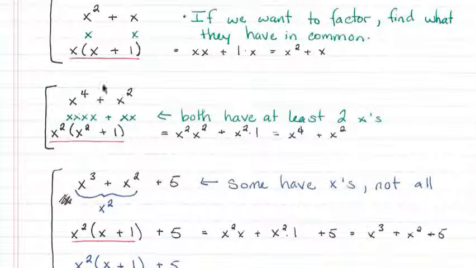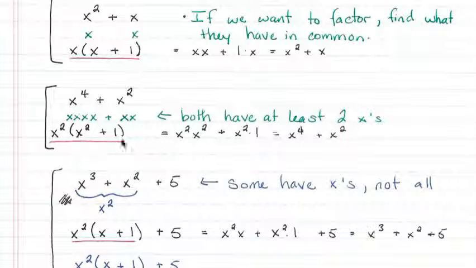Alright, let's look at this next one. See, this one, they both have at least 2 x's. This one has 4, this one has 2. We can't pull out any more than the minimum, or else we will mess our whole thing up. But they both have at least 2 x's, so we can pull out those 2 x's out front.